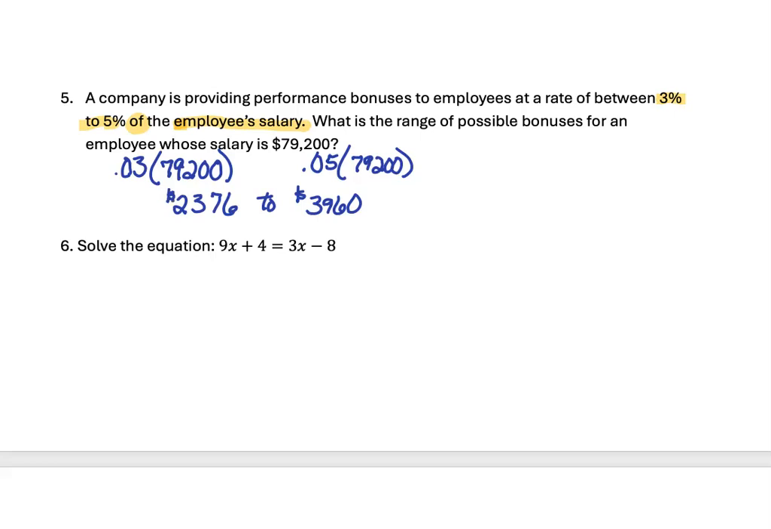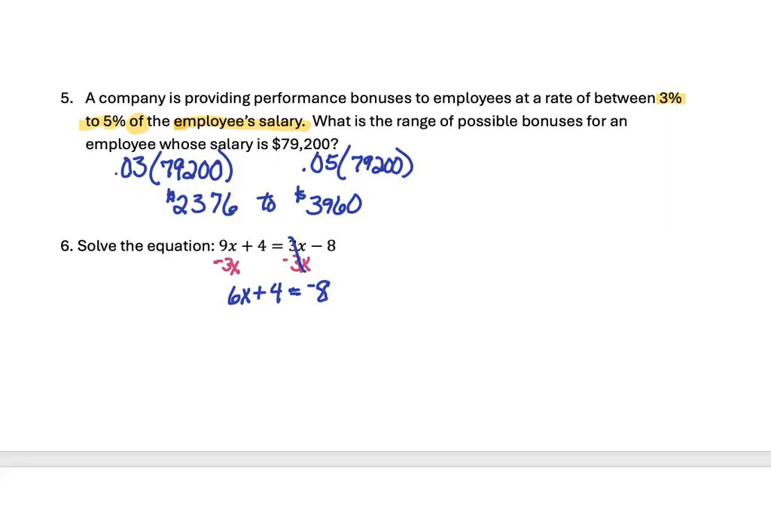And the next problem, we're asked to solve an equation. And here again, to solve an equation, the whole idea is to get the variable on one side by itself. So the first thing we've got to take care of is to move one of these variables. So I'm going to move this to the left. Put my variable on the left side. So I'm going to subtract 3x from both sides, because whatever I do to one side, I've got to do to the other. And once I subtract that, that gives me 6x plus 4, and this 3x minus 3x, that's going to cancel out, so that equals -8.